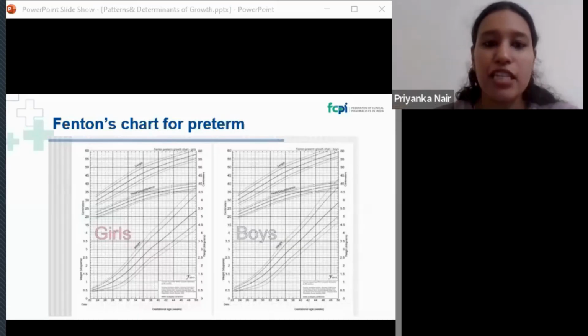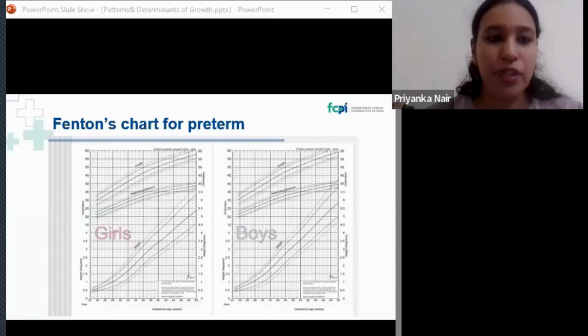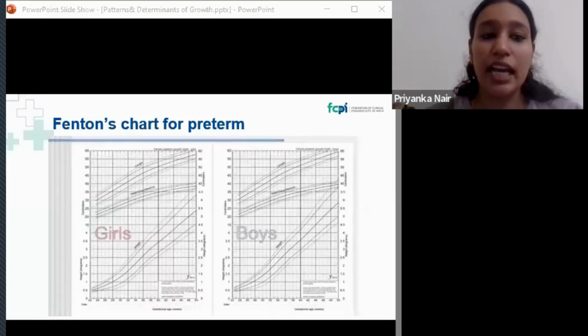In this, if we find that this is less than 10th centile, we classify them as small for gestational age or SGA. Between the 10th and 90th centile, they are termed as AGA, that is appropriate for gestational age, and more than 90th centile is LGA. This is an important tool used in NICU setups to identify a child's growth characteristics.